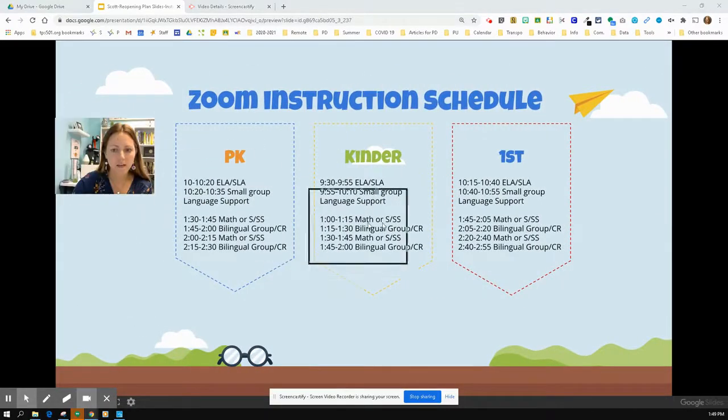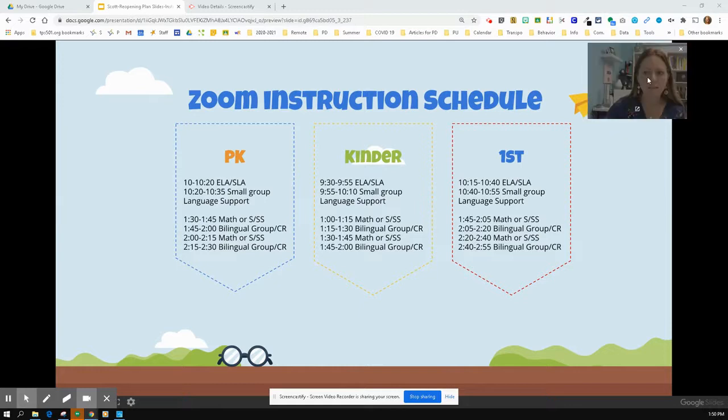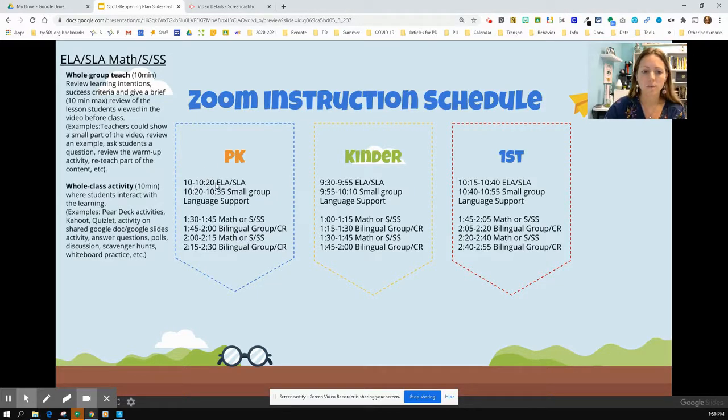So on this page, we're going to show the schedules for each grade level, and this is only for the Zoom times where students are online. Each of the schedules follows a similar pattern, and we're going to talk about what each of these components entail. For example, you'll start with either ELA or SLA, as students only take language in their native language for pre-K through first.